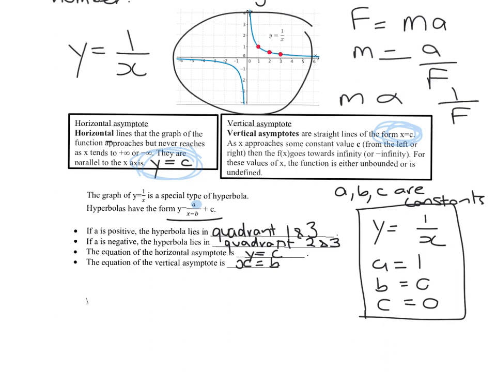But if we're relating it back to this equation here, the horizontal asymptote is y equals c, and the vertical asymptote is x equals b. But this is going to make a lot more sense when we do an example.